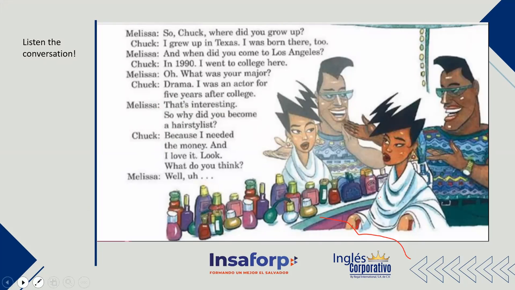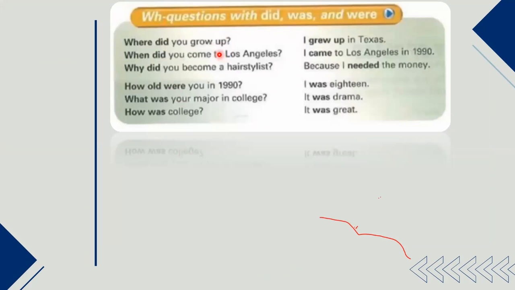Thank you. Okay. Let's go with the example. So, where did you grow up? I grew up in Texas. When did you come to Los Angeles? I came to Los Angeles in 1990. ¿Quién se mudó de ahí? Mi teacher. Oh, María. So then, when did you come? ¿Cuándo llegó a la ciudad donde vive ahora? So let's see, for example, in this case, where did you grow up? I grew up in Texas. So it's another state of the United States. And it says, when did you come to Los Angeles? ¿Y cuándo llegaste a Los Ángeles? I came to Los Angeles in 1990.